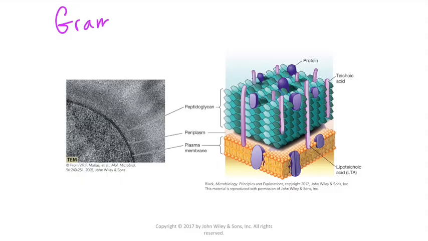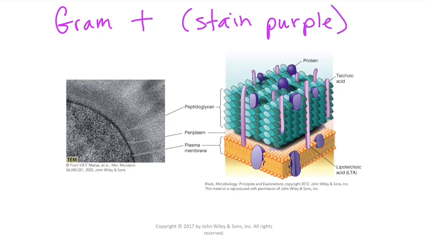Now back on the very first slide, I drew a beautiful diagram of a gram-positive cell. I'm writing gram-positive up here in purple because when we stain bacteria using the gram stain in lab, gram-positive cells stain purple. So remember purple for positive.